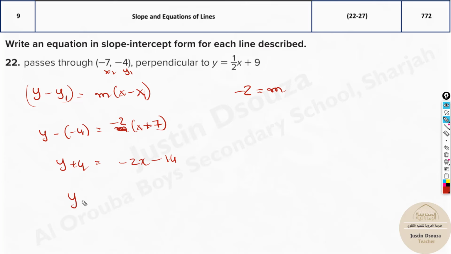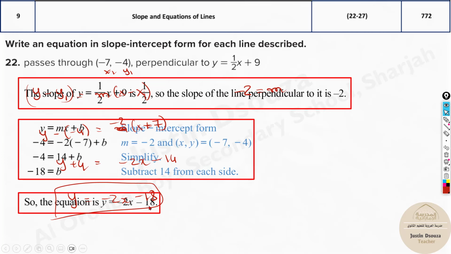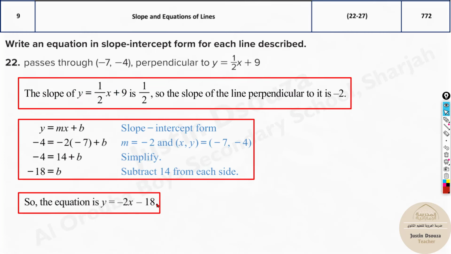Take this 4 to the other side. It will be y is equal to negative 2x minus 18. Because this goes to the other side, it becomes negative 4. And that's the equation of the line. So let's check the answer. It must be negative 2x minus 18, and that's the correct answer.